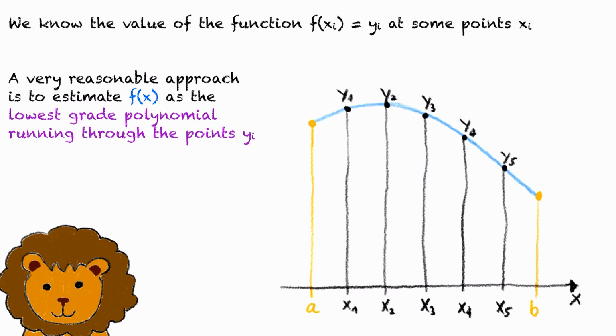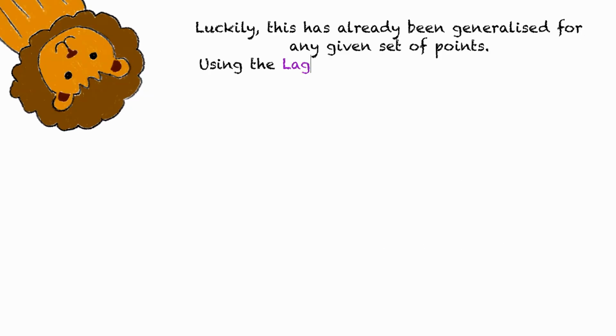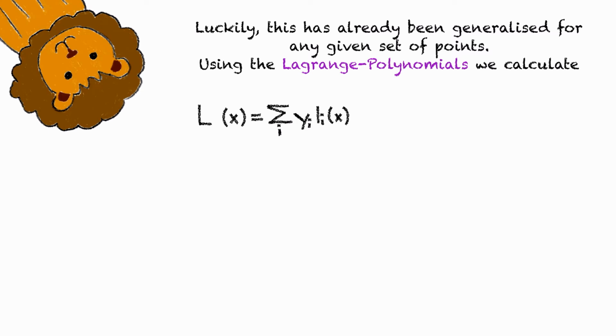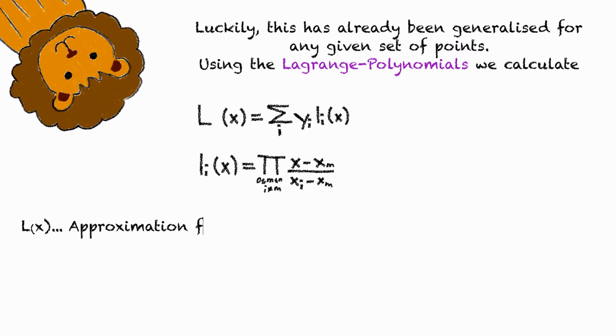The first challenge now is to find this polynomial. Luckily, a general method for finding these polynomials is well known and can be applied for our scheme. We use the Lagrange polynomials for estimating the function f of x as L of x, with L of x being the sum of the function evaluations yi multiplied by the Lagrange polynomials small li of x. To sum up, we approximated the function f of x with L of x, which uses the Lagrange polynomials in order to define the lowest grade polynomial passing through all the points yi.